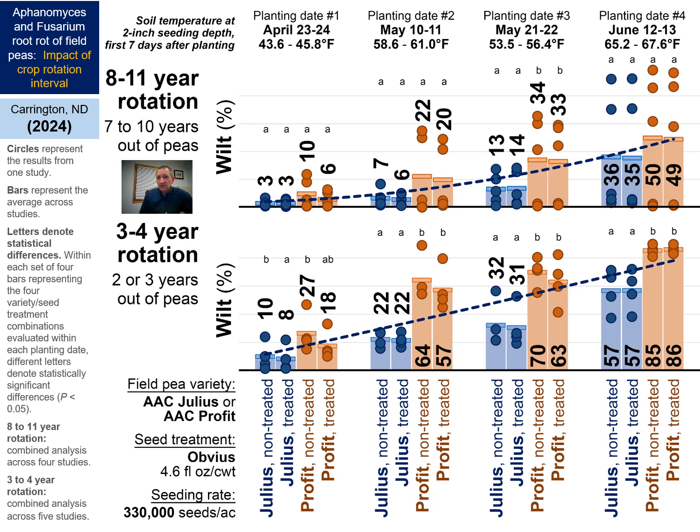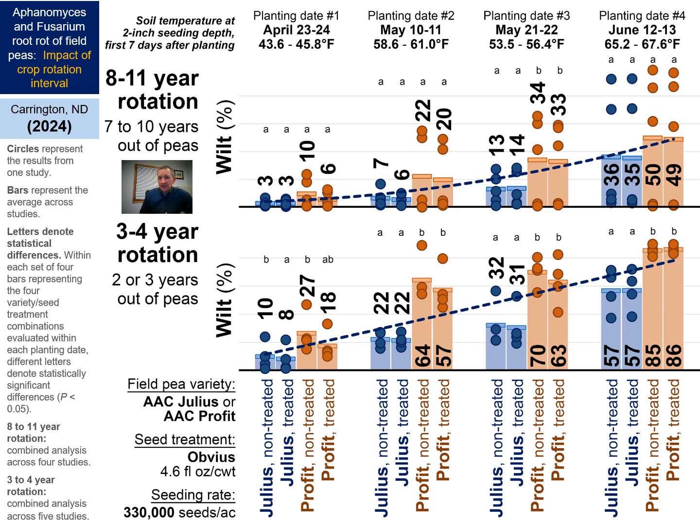The other thing is you'll notice that in that tight crop rotation, we only had acceptable levels of wilt when we planted AAC Julius. Now, AAC Julius is more tolerant of this root rot complex than AAC Prophet, and that's something we learned by accident as we were running these studies. But what you can see is that with the tight crop rotation interval, you only achieve an incidence of wilt below 10% at late pod fill if you're planting that tolerant variety with a seed treatment, and you're planting it early.